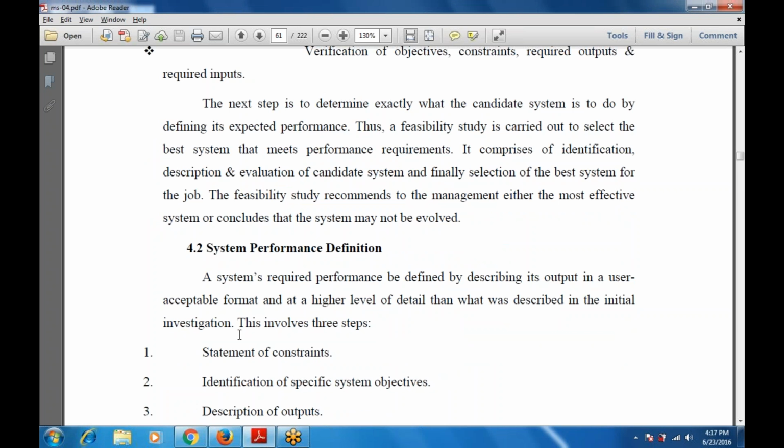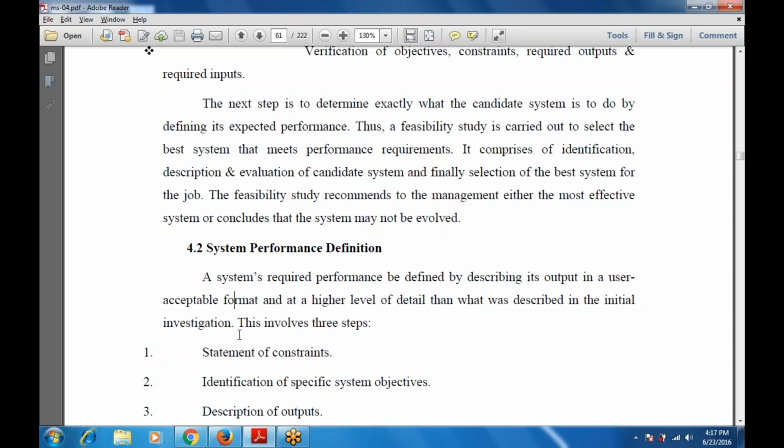So whenever we are defining the system, we are defining it by describing its output in a user acceptable format and at a higher level of detail than what would be described in the initial investigation. So when we talk about the system performance, this is a detailed explanation about the product that is covered in the user acceptable format.